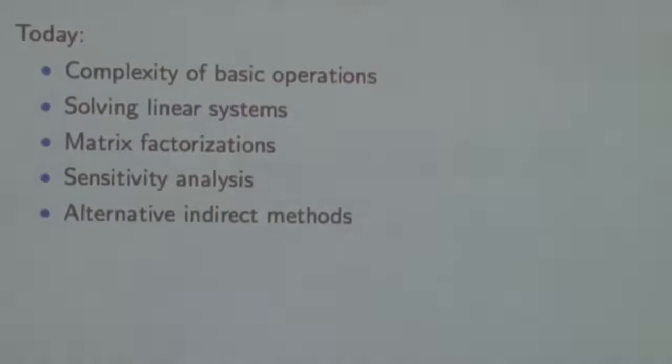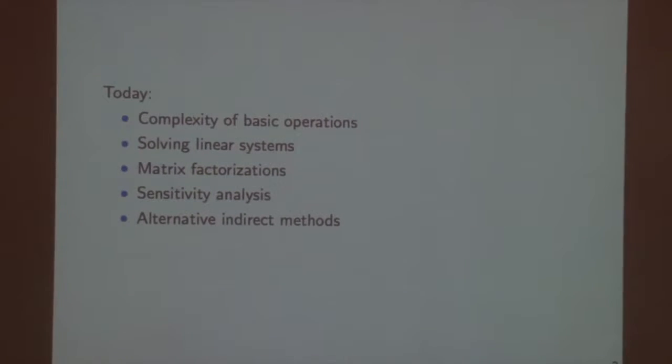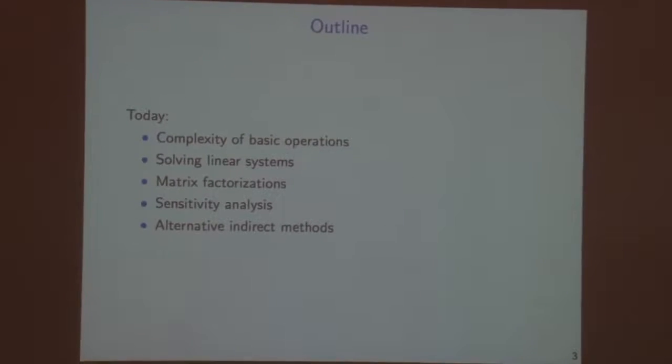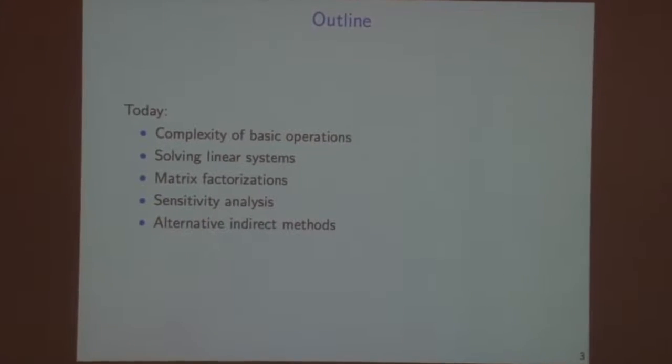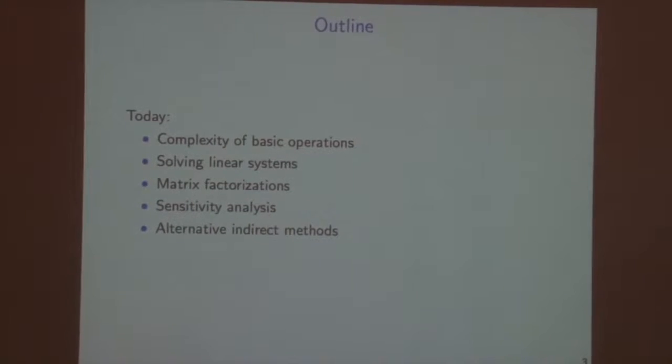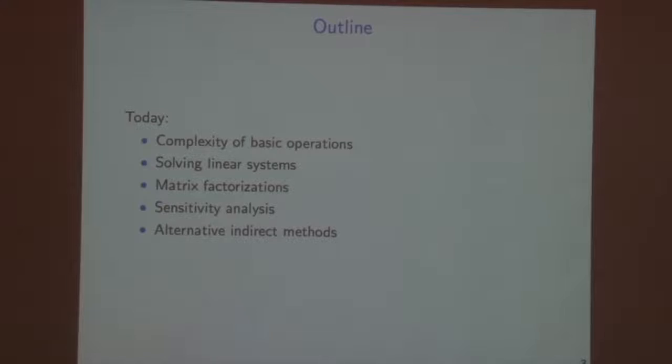So here's what we're going to go through. Some of this may be review for people. I think a lot of people may have had this in other courses, so this might be new to some other people. We'll just talk about the complexity of some basic operations. How expensive is it to solve linear systems? And then what do we get from things like matrix factorizations and so forth when we talk about the computational cost of solving linear systems?